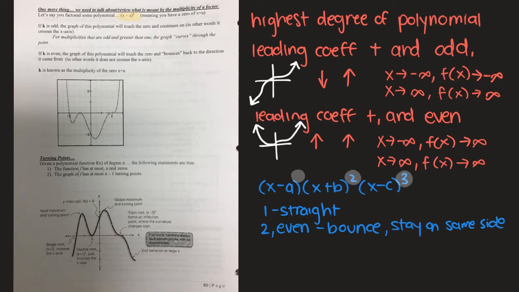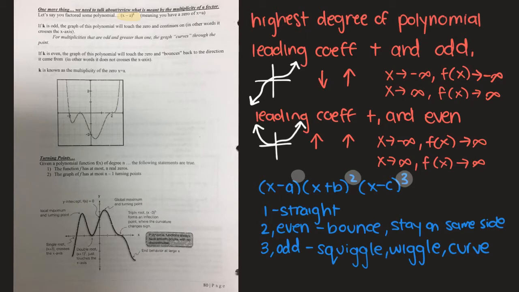Okay? And then if you have a 3 or any odd number aside from 1, what you're going to do is you're going to have a squiggle, wiggle, curve, whatever you want to call it, at that root. Okay? Again, this will make more sense when we actually do the problem.